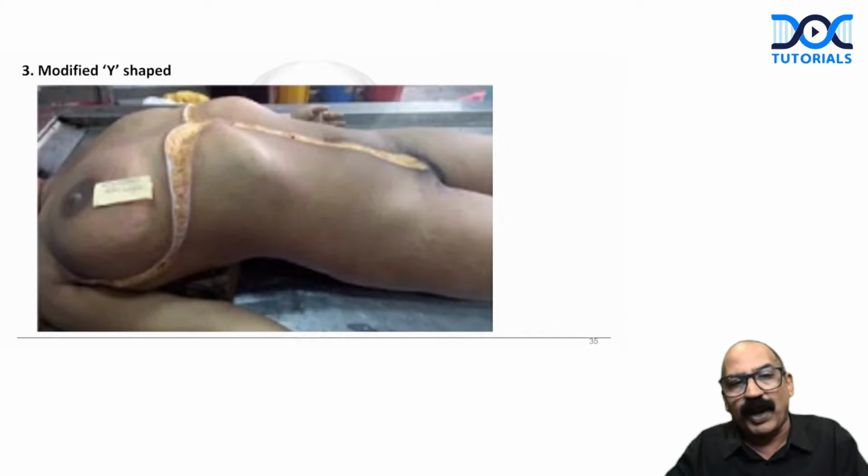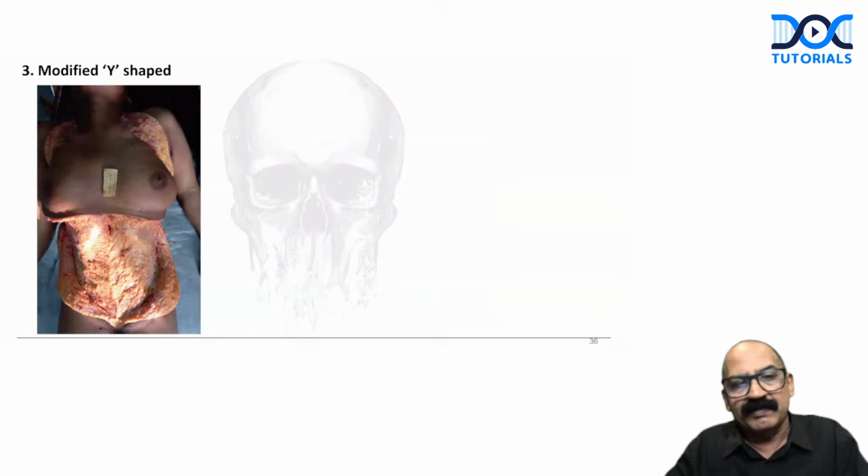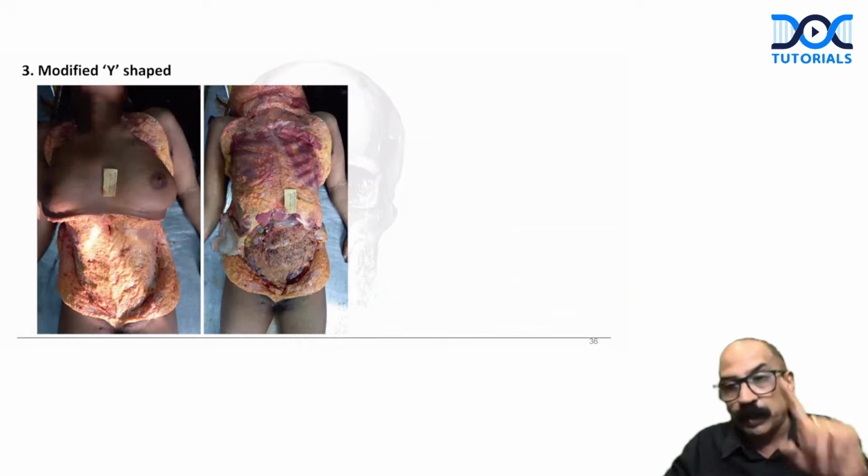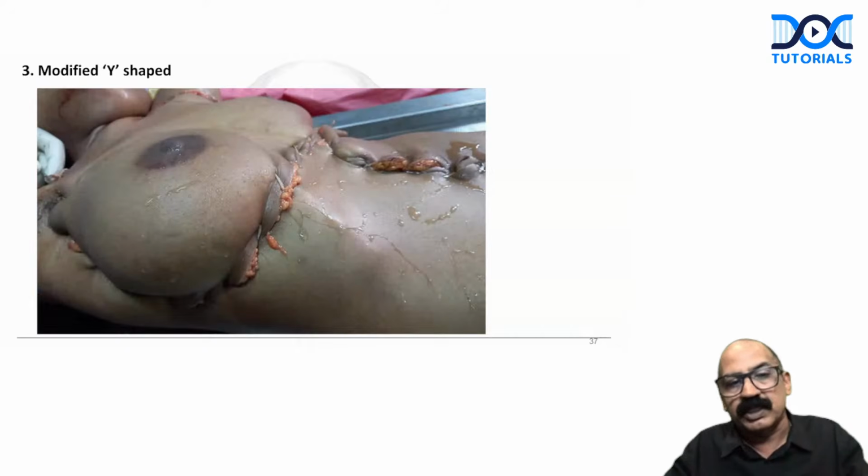Look here, modified Y-shaped incision. In the second picture, you can elevate everything upwards along with the breast. Then once you suture, the incision will not be seen.